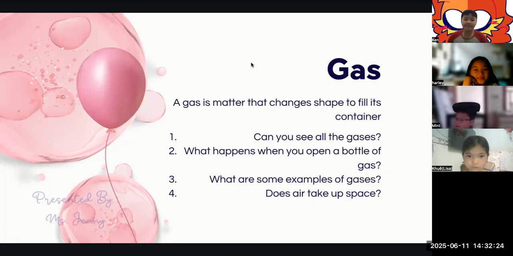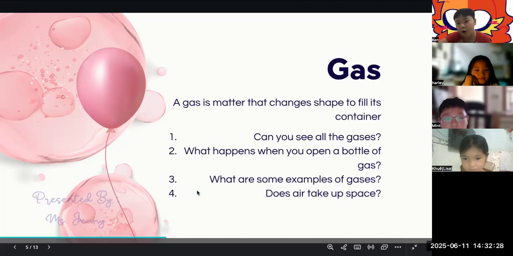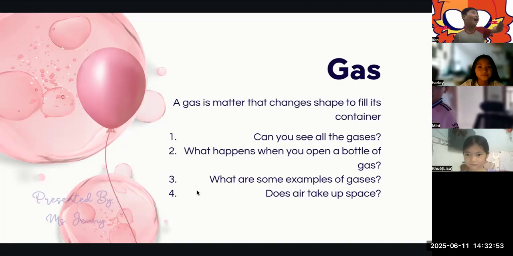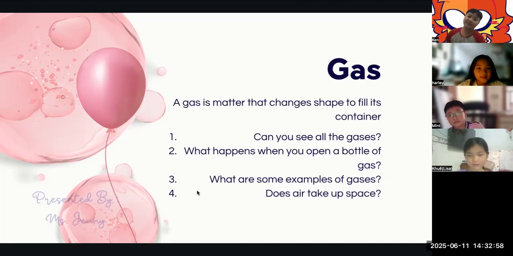So let's return to our vocabulary here. What happens when you open a bottle of gas? The gas will come out. Yes, that's sort of right. If you open the bottle of gas, the gas will spill everywhere without even pouring it. It will fill all the room, fill all the cracks. And we also smell it.